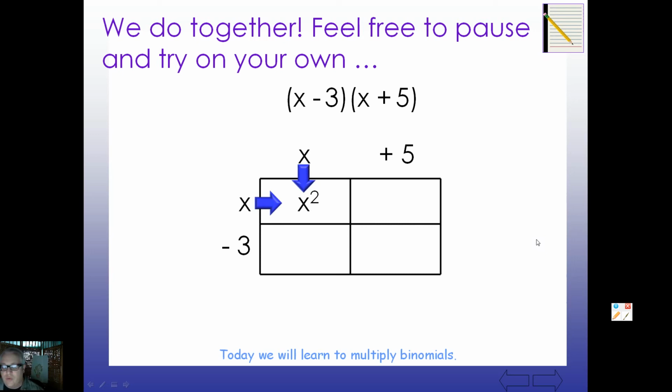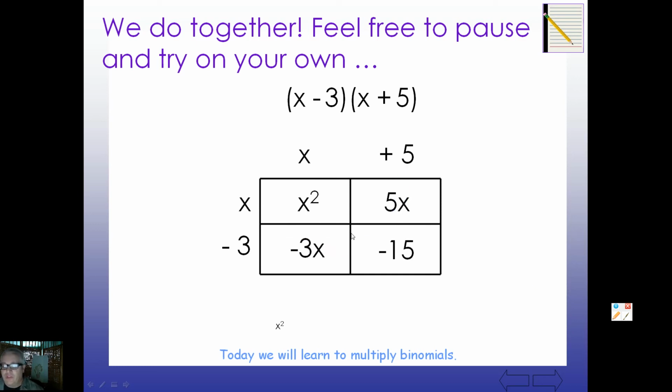X times x is x squared. And how about x times 5? What do you got there? You should have 5x. How about negative 3 times x? Well, that's negative 3x, of course. And how about negative 3 times 5? Which would get us negative 15.